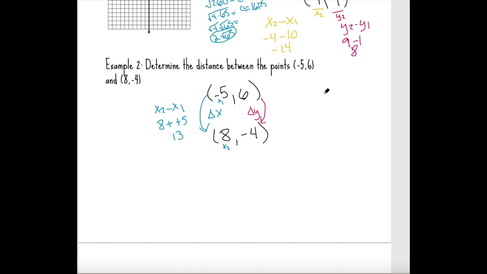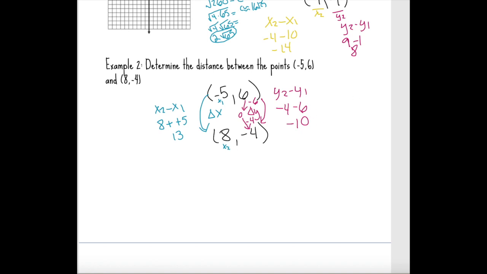If you did this with counting, you may have noticed that from -5 to 0 would be +5, and 0 to 8 would be +8. 5 plus 8 gives us that 13. We can do the same thing for our change in y. We can do y2 minus y1, which is -4 minus 6, which is -10. If you did it by counting, I always use this 0 point in the middle. So from 6 to 0 was -6. From 0 to -4 was -4. So in total, it went down by 10.